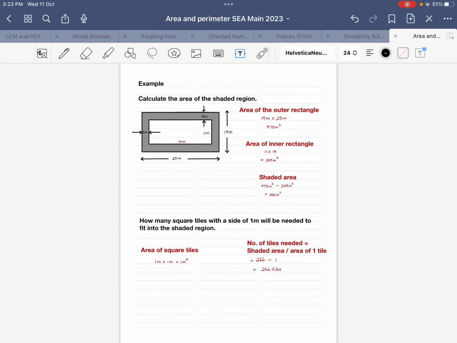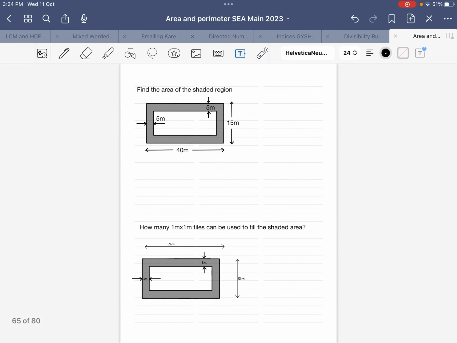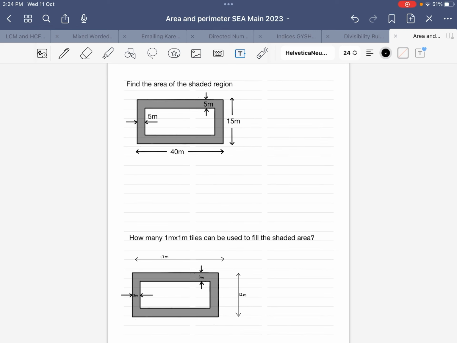Okay, so now that we did that example, let us try the question. So pause the video and attempt this. Okay, let's solve.